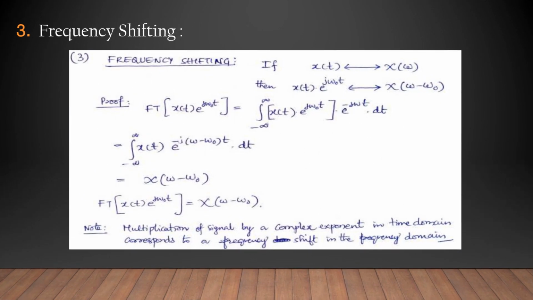The third property of the Fourier transform is frequency shifting. The frequency shifting is nothing but the shifting of the frequency signal. We know that x of t, when it undergoes the Fourier transform, exhibits X of omega. In frequency shifting, we replace omega, which is the frequency variable, with omega minus omega naught. Therefore, frequency shifting is stated as: x of t into e power j omega naught t, when it undergoes the Fourier transform, will exhibit X of omega minus omega naught.